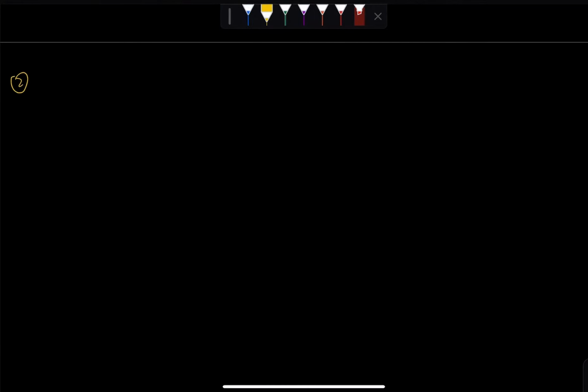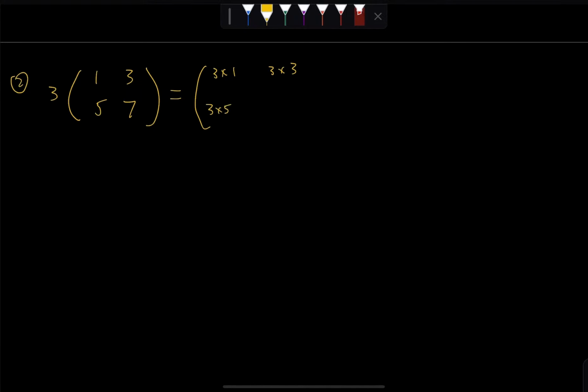Let's have a scalar number of 3 with 1, 3, 5, and 7. So you multiply the 3 with all the numbers in the matrix. So you have 3 times 1, you have 3 times 3, you have 3 times 5, and you have 3 times 7. And you have 3, 9, 15, and 21. And that's what you do when you have to multiply a scalar number with the matrix.